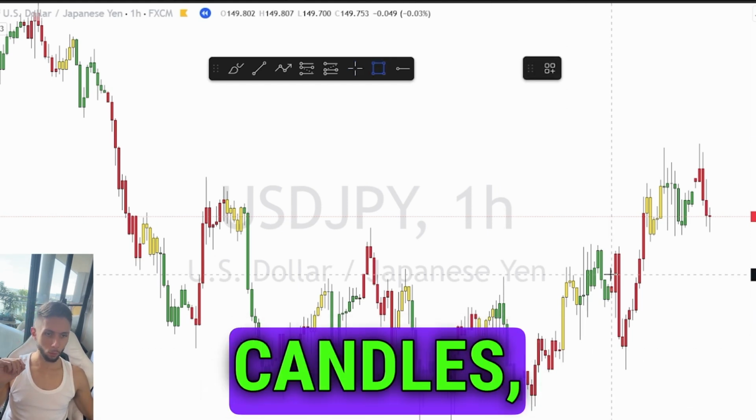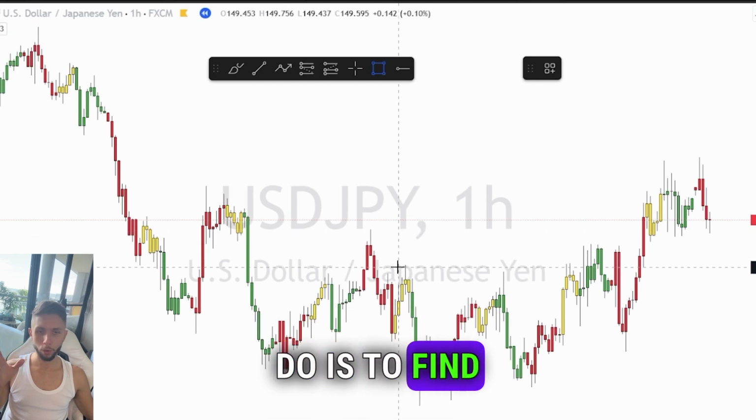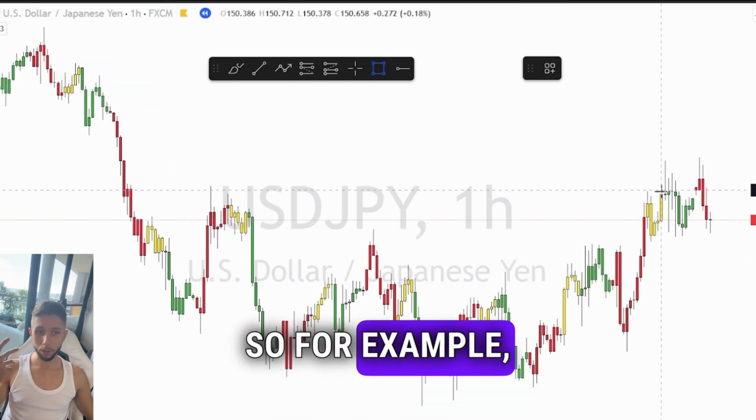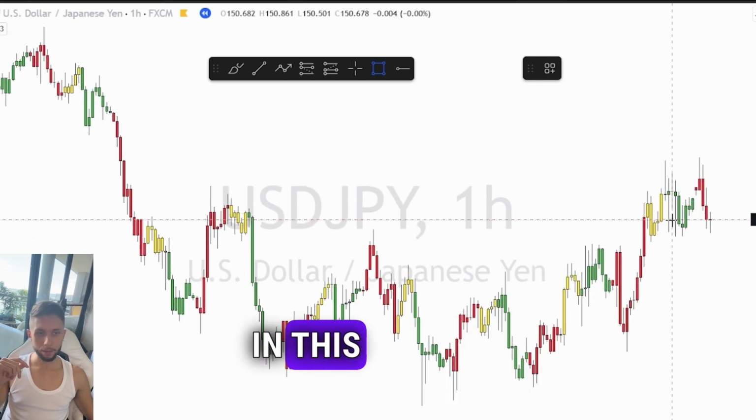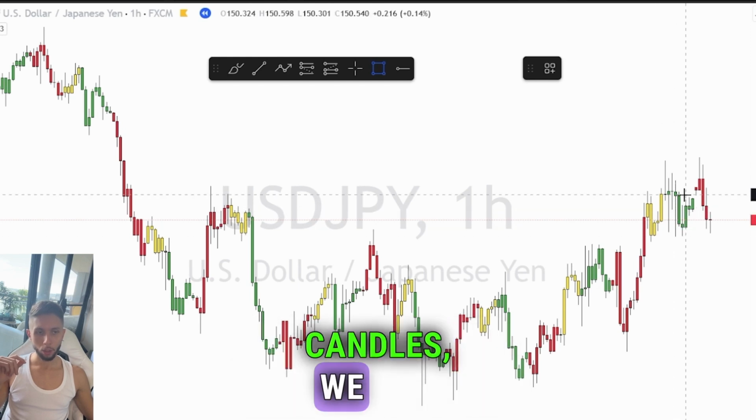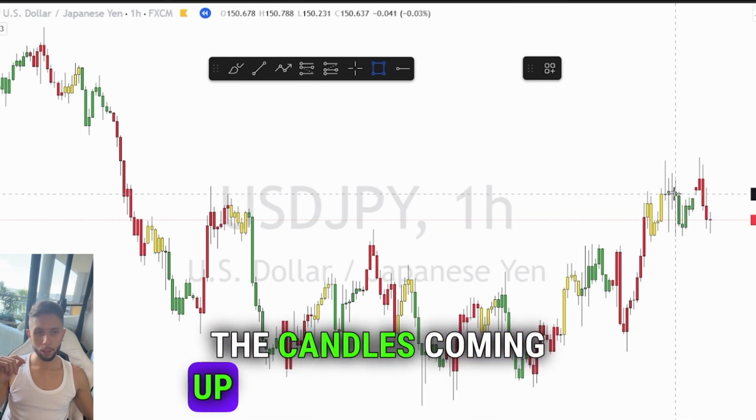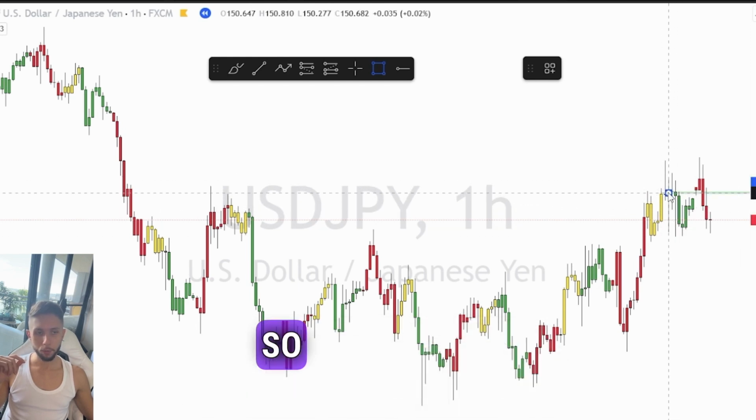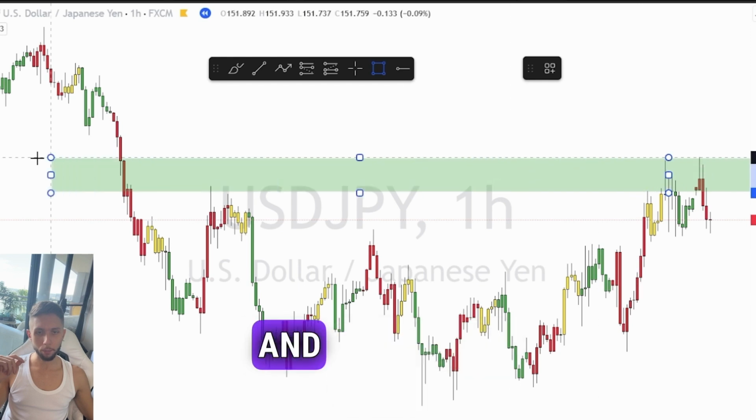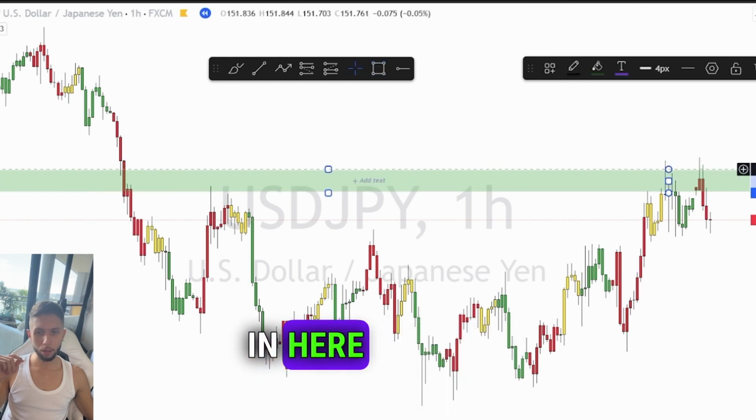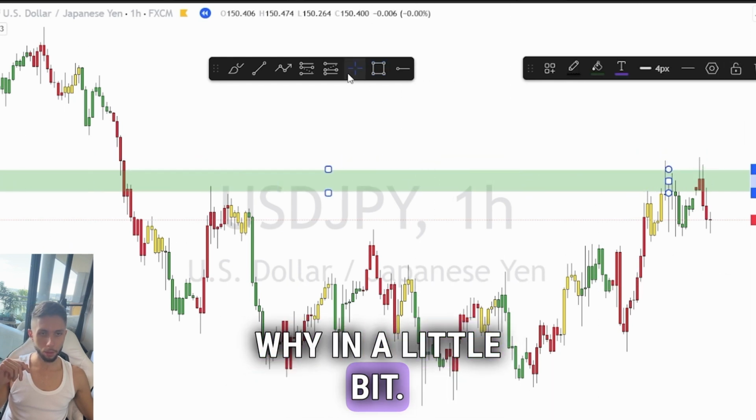These green candles, the only main thing that we want to do is to find the areas that they are rejecting. So for example, you can see that in this specific window of green candles, we had the candles coming up here and rejecting this area here. So what I'll do, I will mark this area, and I can even bring it back in here because I'll tell you why in a little bit.